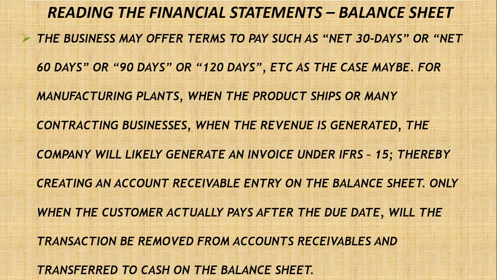For manufacturing plants, say, when the product ships, or many contracting businesses, when the revenue is generated, the company will likely generate an invoice under IFRS 15, thereby creating an accounts receivable entry on the balance sheet. Only when the customer actually pays after the due date will the transaction be removed from the accounts receivables and transferred to cash in the balance sheet.